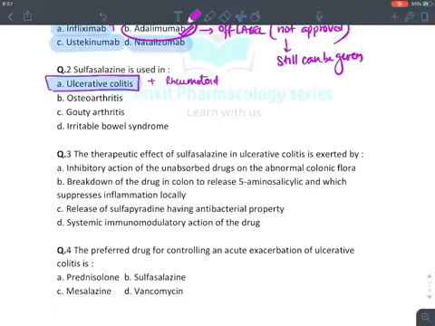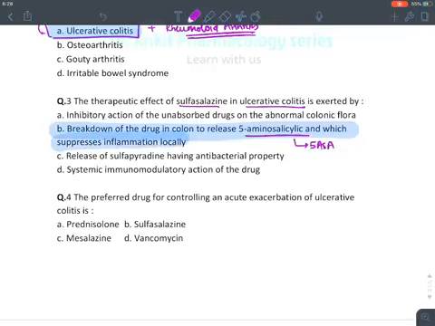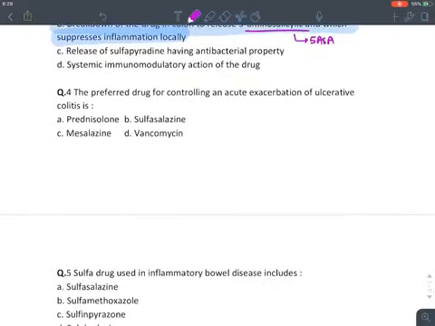Why? It has two active components, that is 5-ASA and sulfapyridine. The sulfapyridine moiety is effective in rheumatoid arthritis. So for complete details, please refer to the videos of rheumatoid arthritis. The therapeutic effect of sulfasalazine in ulcerative colitis is exerted by the breakdown in the colon, releasing 5-ASA which suppresses inflammation locally. 5-ASA, 5-amino-salicylic acid. The preferred drug for controlling acute attack?